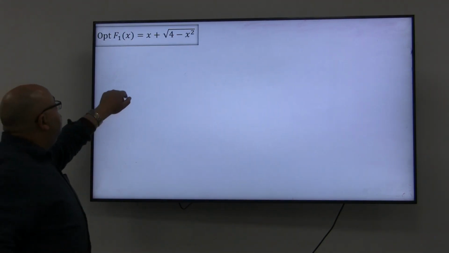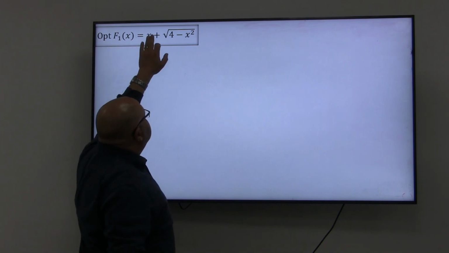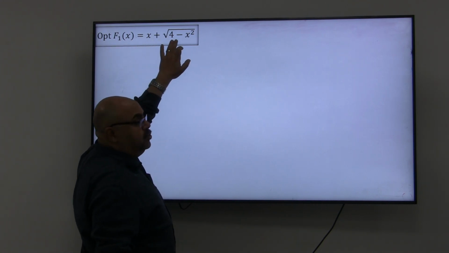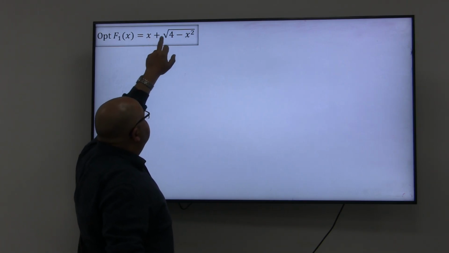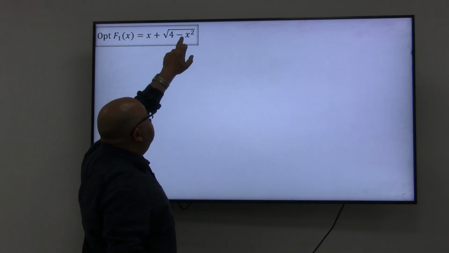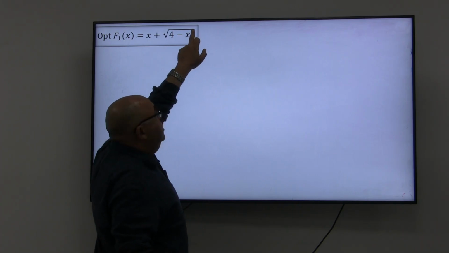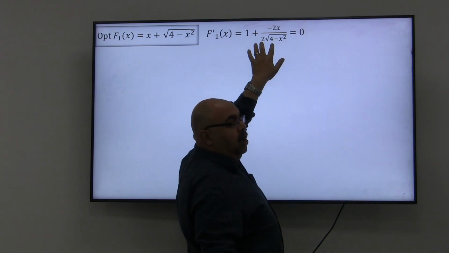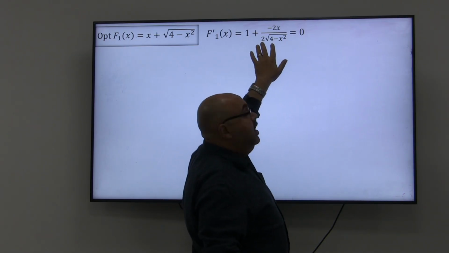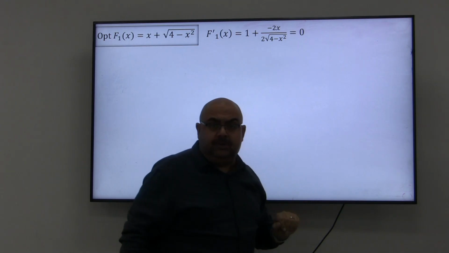So if I started with the first function, x plus the root of 4 minus x squared, and start differentiating, this is gonna be 1. This is gonna be half 4 minus x squared to the power of negative half times negative 2x. That's the derivative, or the first derivative. Of course, I will put it equal to 0.